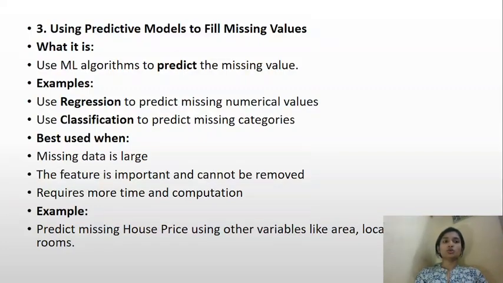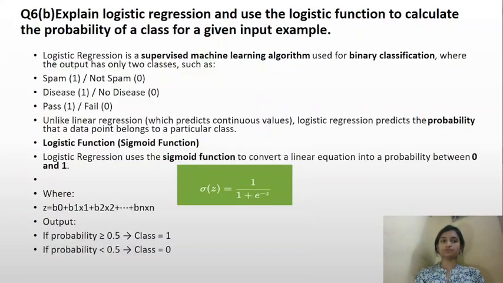Third one is using predictive models to fill missing values. What is it? Use ML algorithms to predict the missing value. Example, use regression to predict the missing numerical values. Use classification to predict the missing categories. Best used when missing data is large, and the feature is important and cannot be removed. It requires more computation time. Example, predict missing house prices using other variables like area, location, and number of rooms.